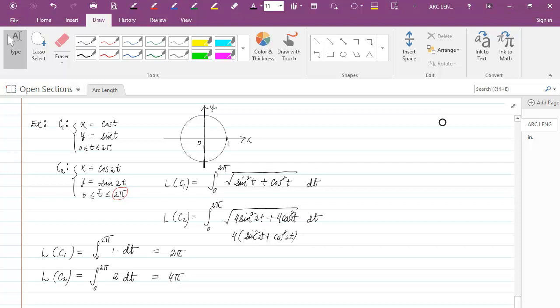Okay, so let me stop here. In the next video, we will be looking at another example to find the length of a curve in 3D space.